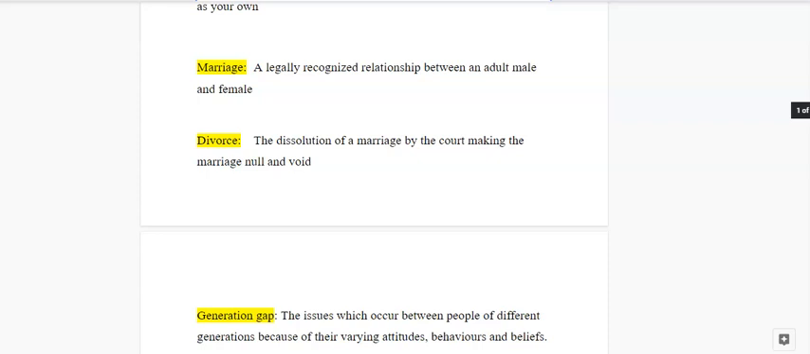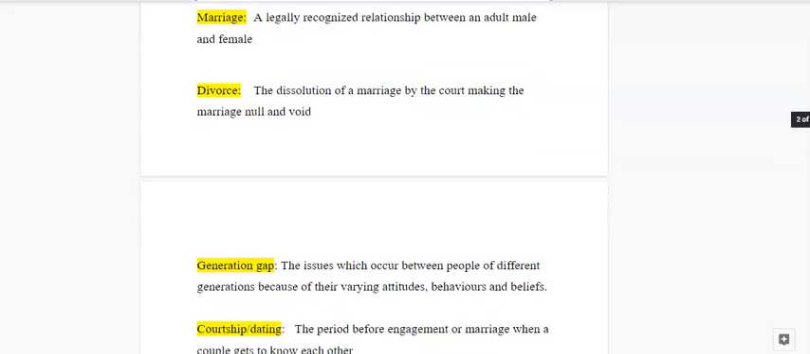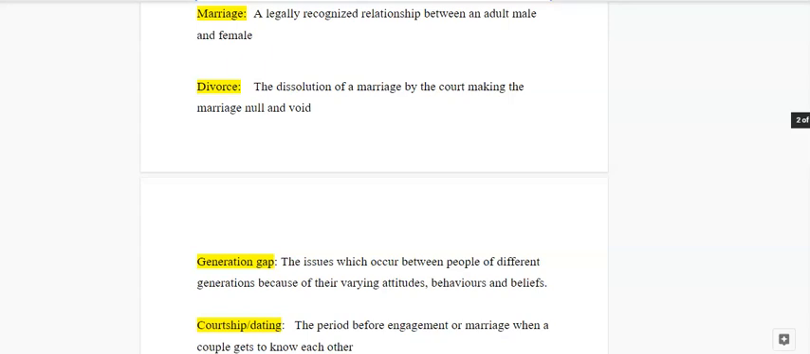Very good. Generation gap is defined as the issues which occur between people of different generations because of their varying attitudes, behaviors, and beliefs. So in other words, generation gap may be defined as the divergent views held by parents and their children concerning matters of everyday life.